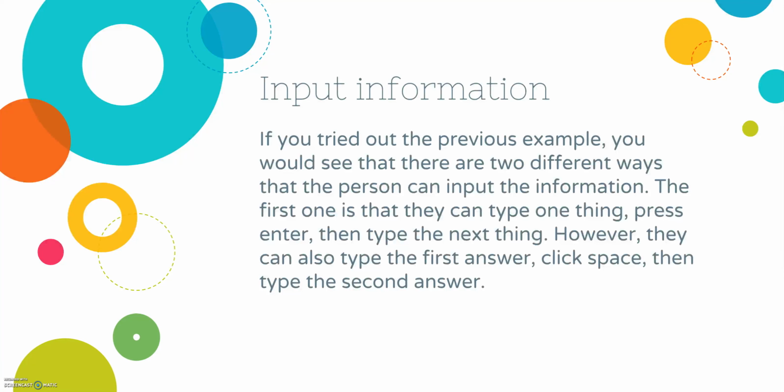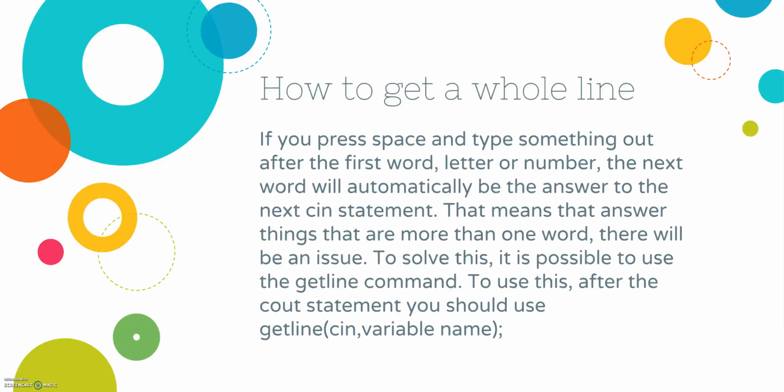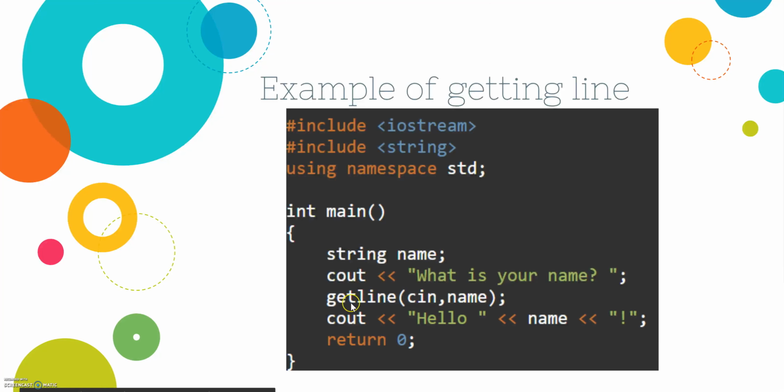But that presents an issue, because for example, what if you want to get your user's full name? That means that you need that space in between. That space in between can't be ignored. So there's another way of doing it. Use something called getline, and to use getline, you write getline, a parenthesis, cin, comma, and whatever variable name you're using. As you can see over here, they're using getline, cin, and the variable name in this case is name. So it has been declared over here previously. So string name.